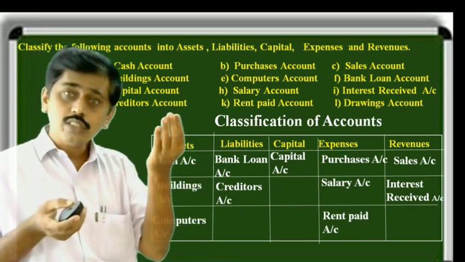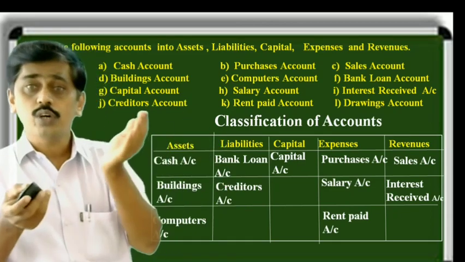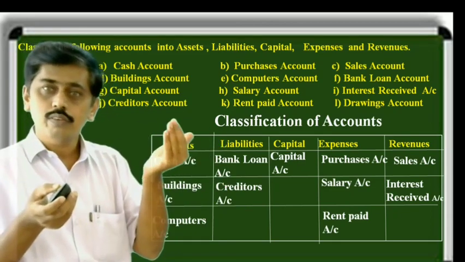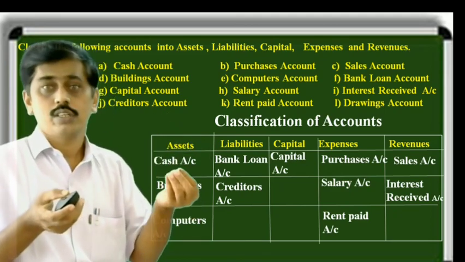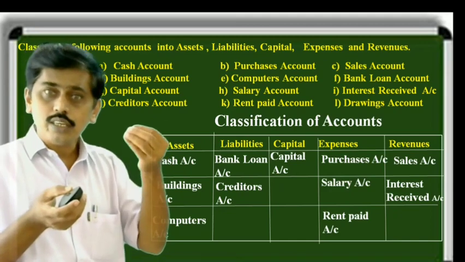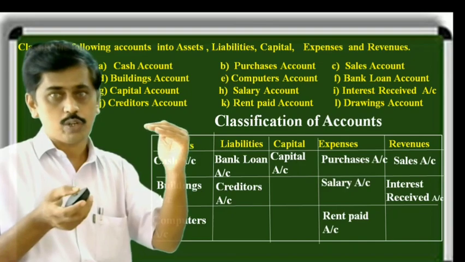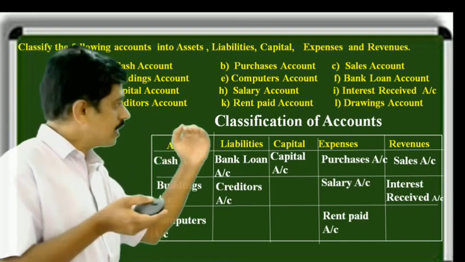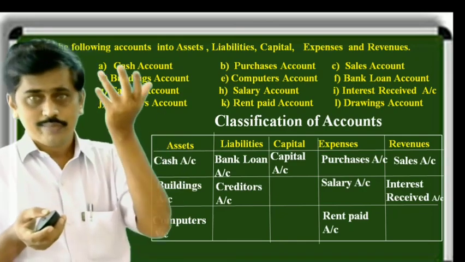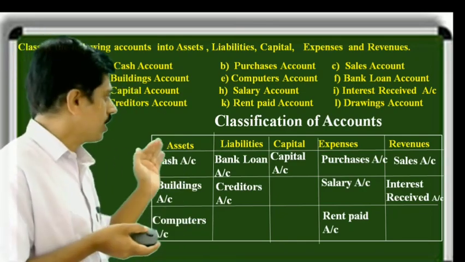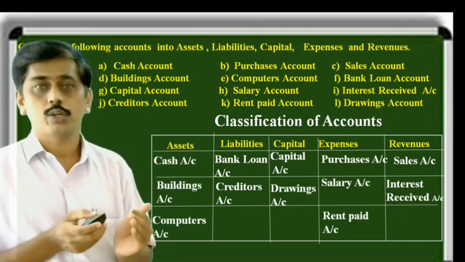So as he withdrew money from his business, it amounts to withdrawal of money from the business, which amounts to the drawings. It results in reduction in his capital. As the amount of drawings results in reduction in his capital, drawings account is considered as the capital account. So drawings account, capital account. This is how accounts are to be classified.